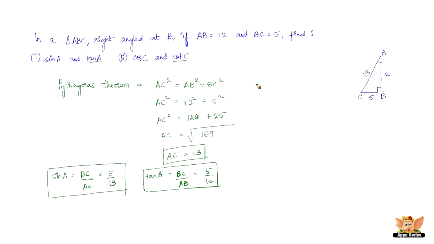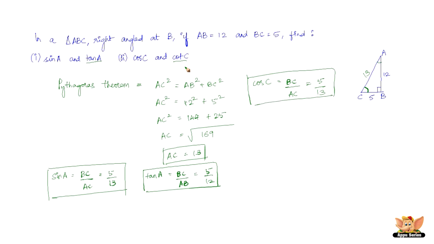Next we need to find cos C. Here we need to solve this with respect to angle C. Cos C is adjacent by hypotenuse. The side adjacent to angle C is BC, and the hypotenuse is the same as before, because one triangle contains just one hypotenuse, which is AC in this case. The value of BC is 5 and the value of AC is 13. So the value of cosine of C is 5 by 13.